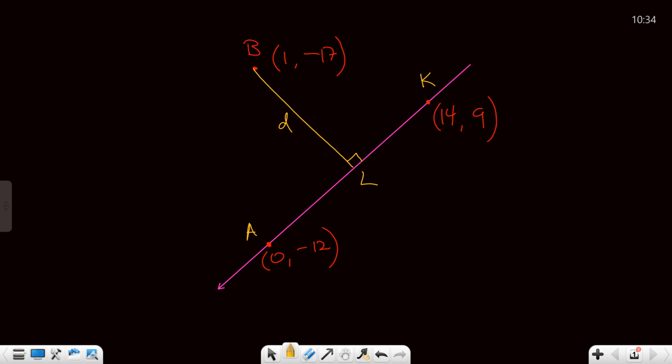Now, my picture is a little deceiving because it looks like L is the midpoint of AK. That's not the case. A and K are random points on that line. So I'll ask you again, how do we calculate D? How do we find the distance that Brandon runs on fire? I'll give you one more hint. This is an algebra problem, not a geometry problem.